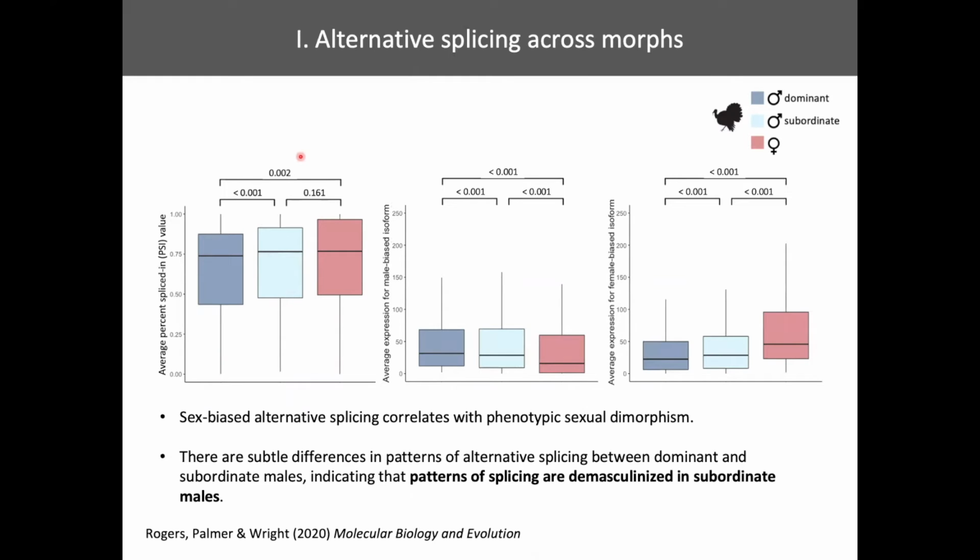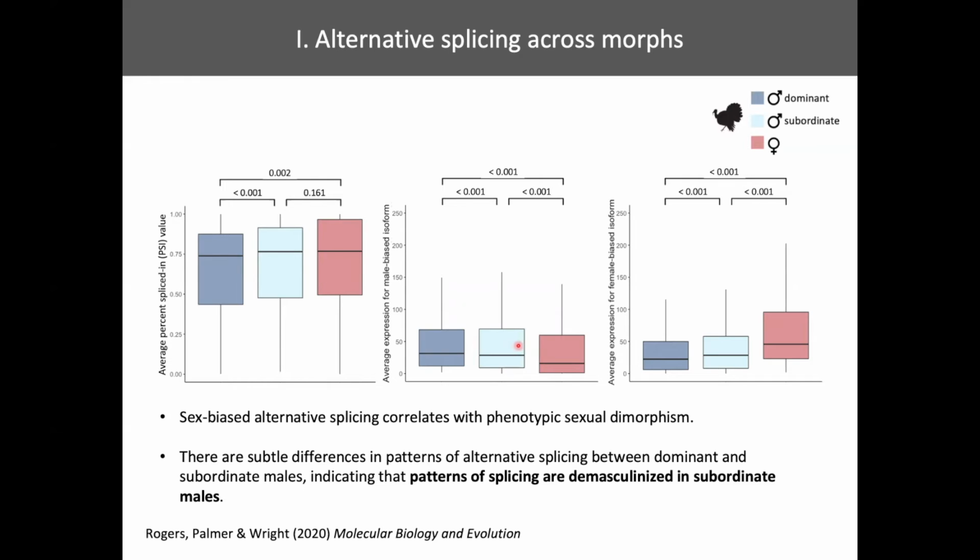So then for genes with significant differential splicing between the sexes, we classified the alternatively spliced isoforms as either male or female biased, depending on whether they were expressed more highly in dominant males or females. So we can see from the second graph that subordinate males express male-biased isoforms in the gonad at significantly lower levels than dominant males, indicating that male-biased isoforms are demasculinized in subordinate males.